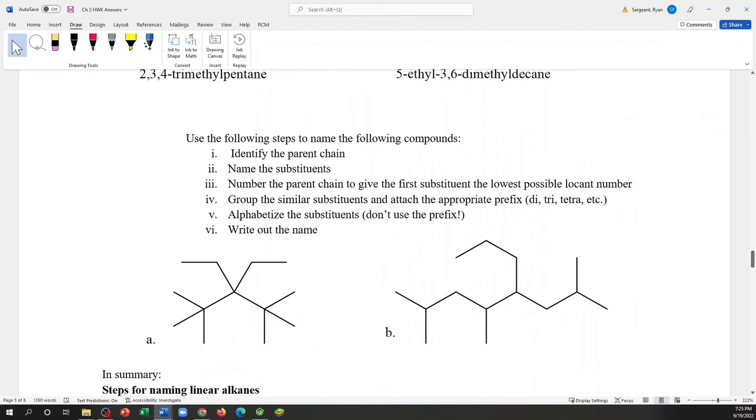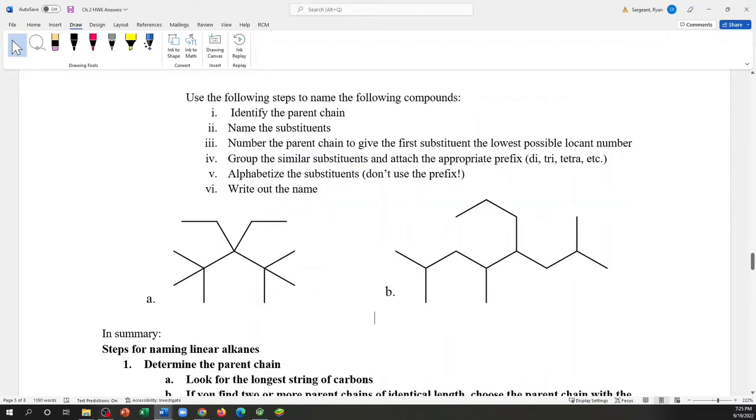All right, so here are the rules. Identify the parent chain, then name the substituents, number the parent chain, group similar substituents, alphabetize everything, and write out the name. I would encourage you to go ahead and try problem A and B on your own. We'll pause the video, try A and B on your own, and then restart the video, and we'll see how you did. Let's see how it went.